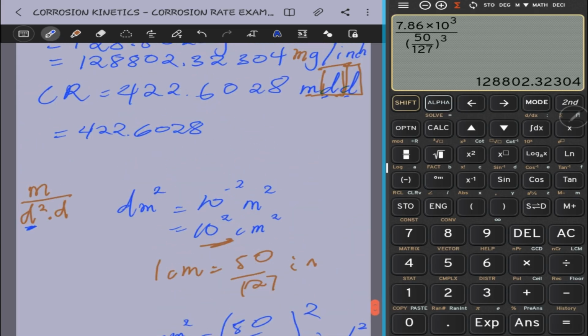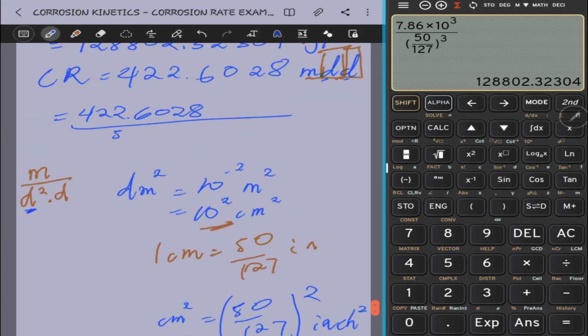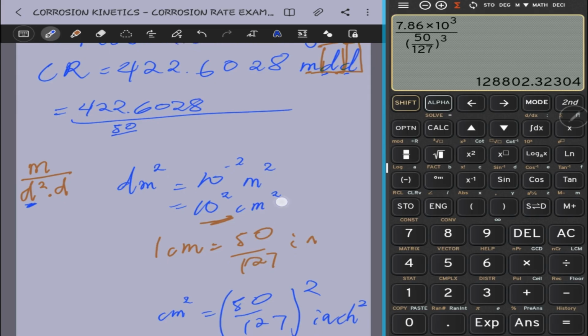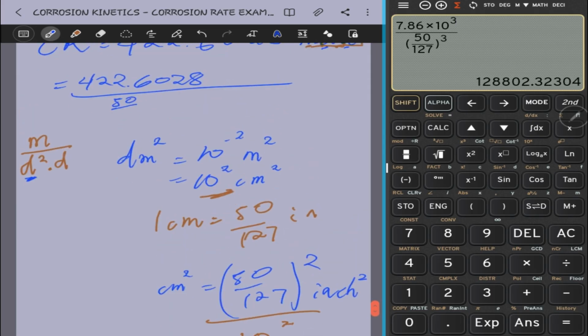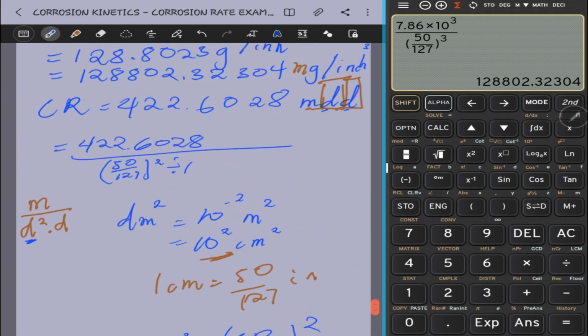So that will just clearly mean that I have all this on what I'm having here. So that's the 50 on 127 squared, and I divide it by what? The 10 squared, which is 100. So this one here is 110, right? So I've successfully changed the decimeter squared to inches squared.